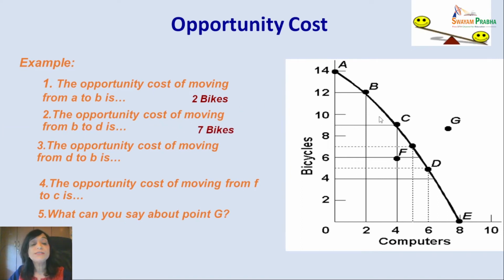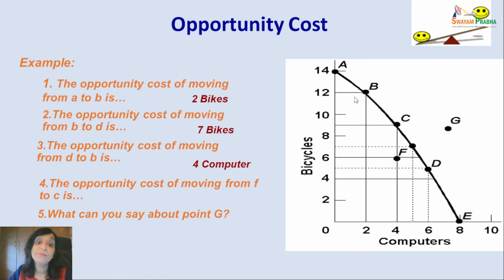Then what is the opportunity cost of moving from B to D? That is when you are moving from point B, where you are producing 12 bikes. At point D, you are producing 5 bikes. So how many bikes have you reduced? 7 bikes.